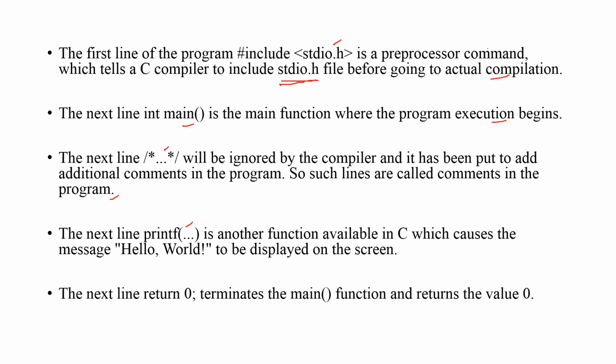Next is printf, another function available in C which causes the message hello world to be printed. Next line is return 0. It terminates the main function and returns the value 0. So this is about the example.